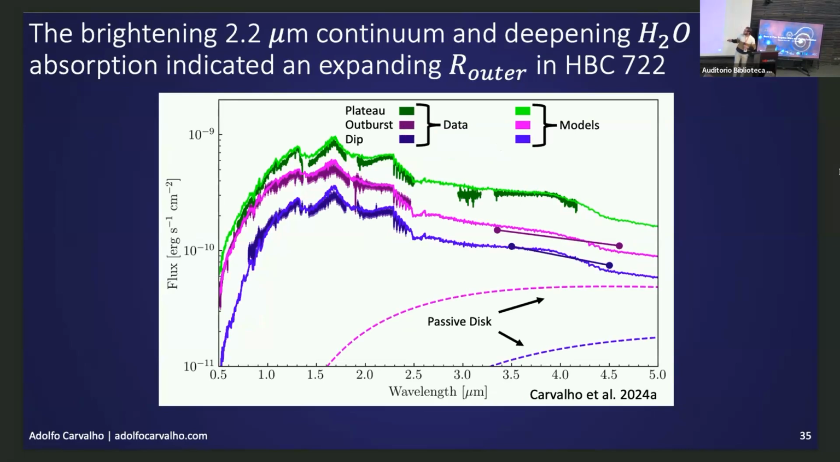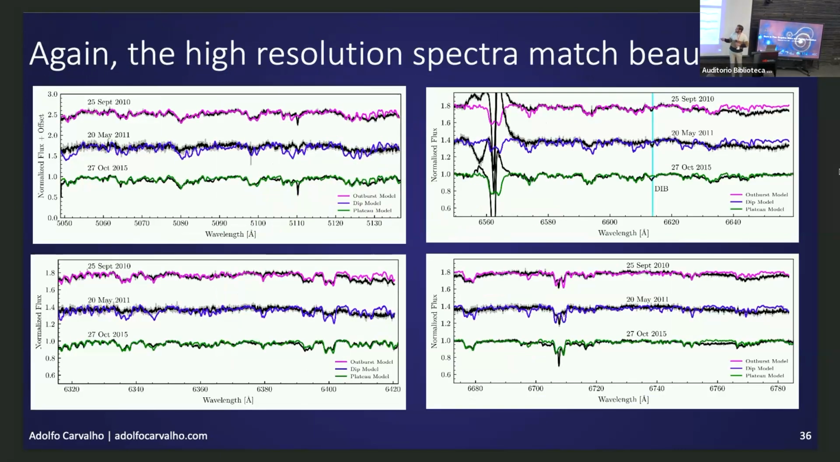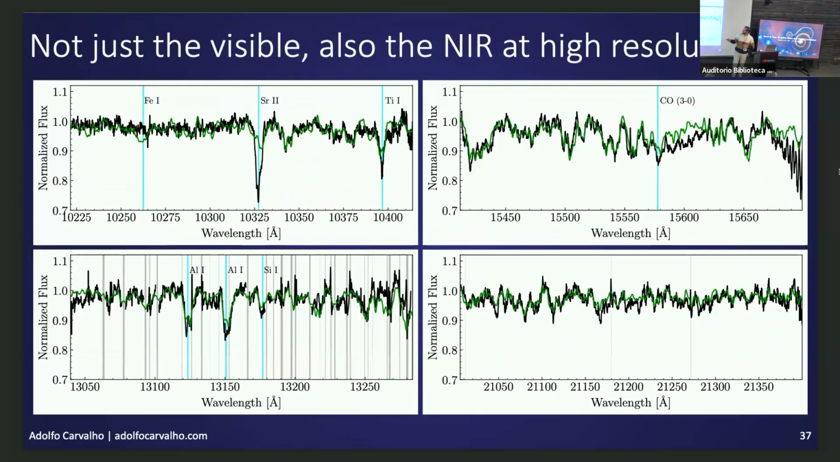Later in the dip, you need a little bit less of the passive disk as that outer truncation is moved out a little more. The outer radius is moved out more. And by 2015, you actually don't have any contribution by a passive disk in this wavelength range. It's entirely explained by our viscous disk model. It's also an excellent match to the evolution of the high-res spectra in that time, as well as the NIRSPEC spectrum that we took in 2023.